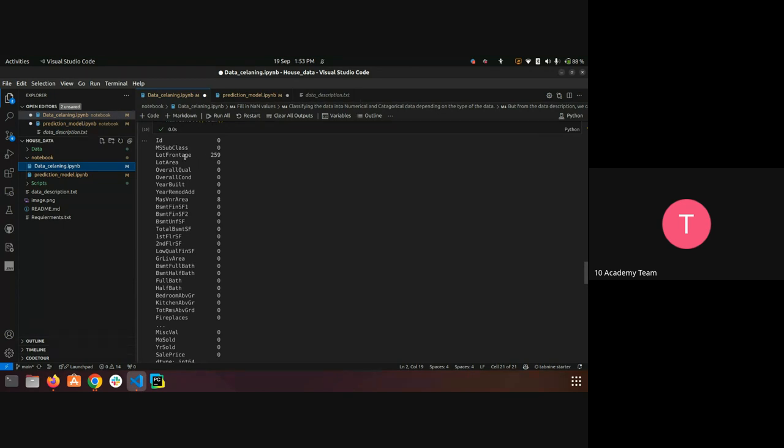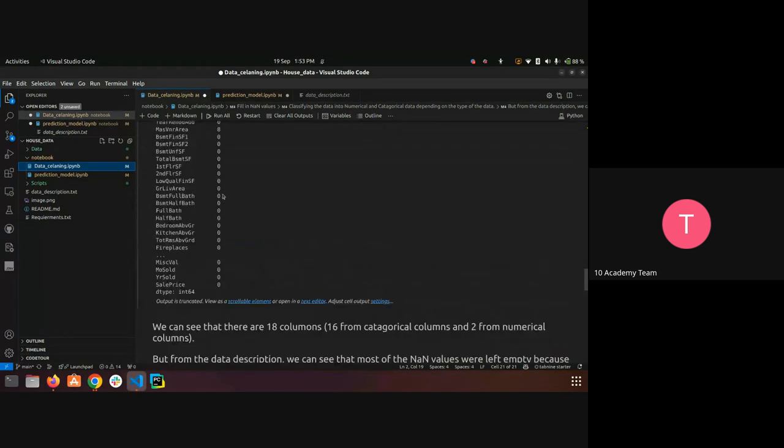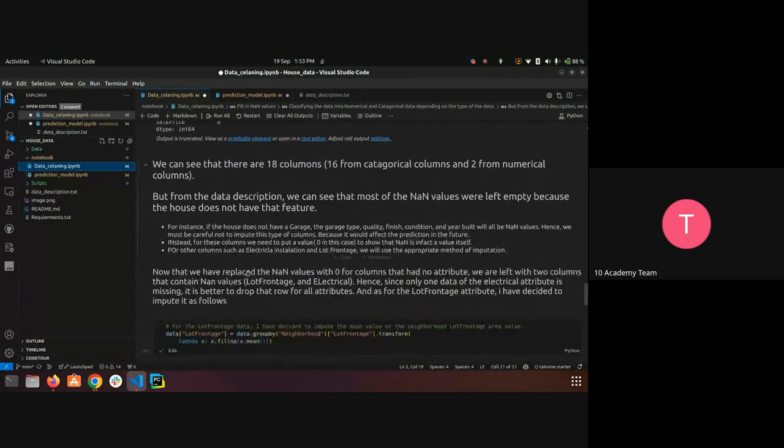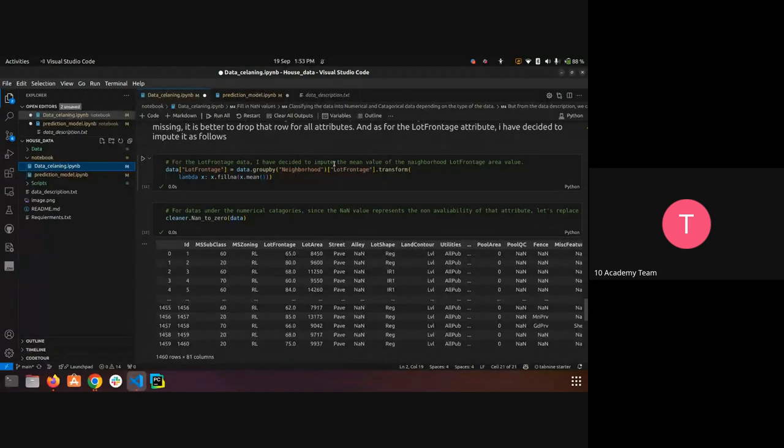And for the lot frontage, for the numerical value, the lot frontage has 459 null values. So here you have the numbers again. Definitely, it's not none or zero, but we have to figure out a way to impute it. The strategy that I actually used was the neighborhood mean lot frontage. If you live around a neighborhood, you use that neighborhood's mean lot frontage.